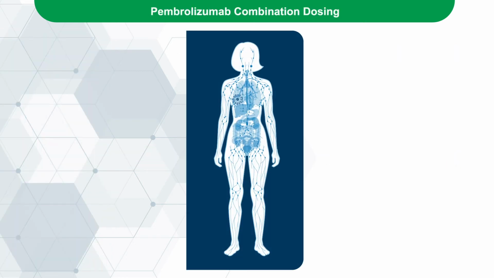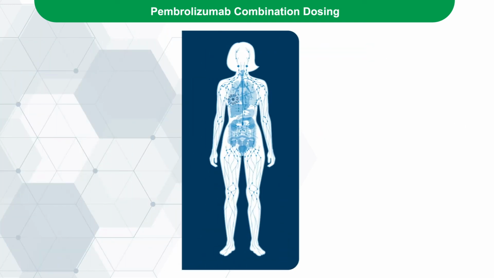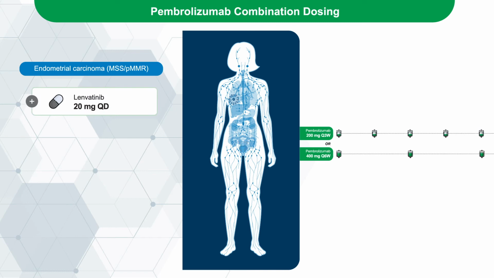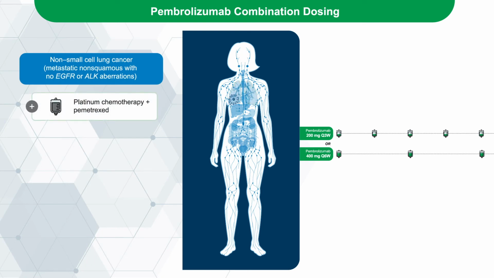Pembrolizumab is approved in combination with other medications for several indications. In these cases, pembrolizumab is dosed at 200 milligrams every 3 weeks or 400 milligrams every 6 weeks. For patients with endometrial carcinoma, lenvatinib, 20 milligrams every day, is added. For patients with head and neck squamous cell carcinoma, pembrolizumab is added to platinum chemotherapy and fluorouracil. For patients with metastatic non-squamous non-small cell lung cancer with no EGFR or ALK genomic tumor aberrations, pembrolizumab is added to platinum chemotherapy and pemetrexed.